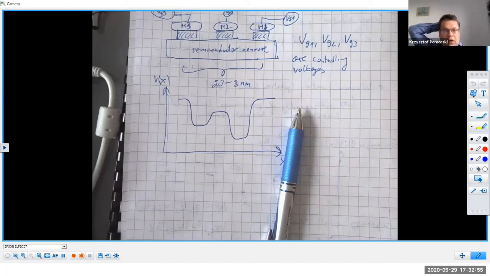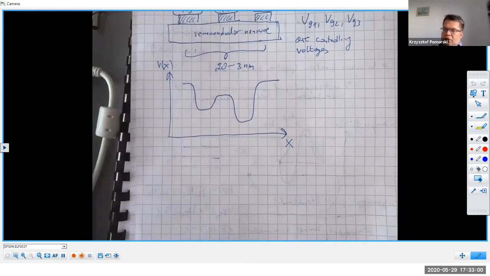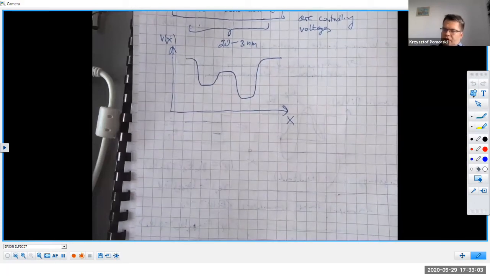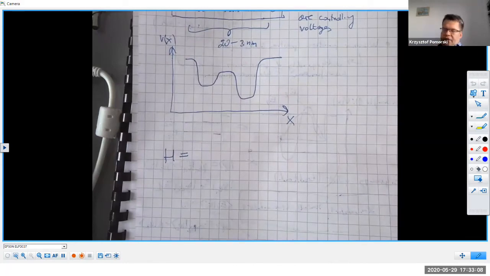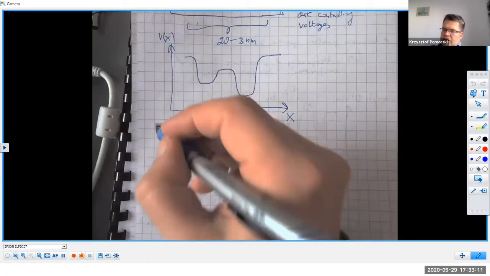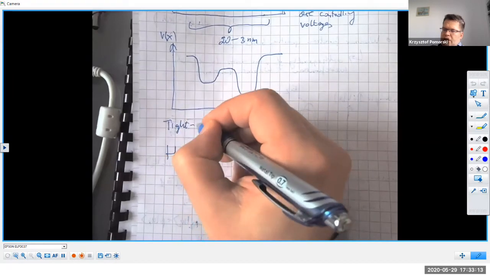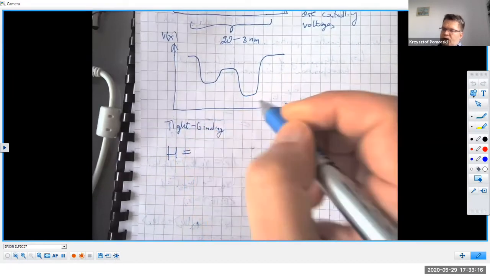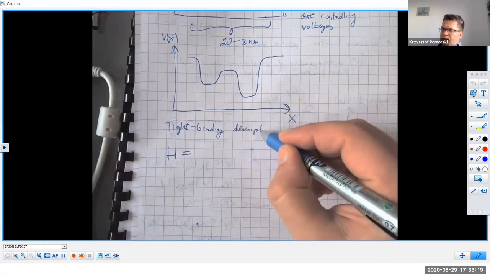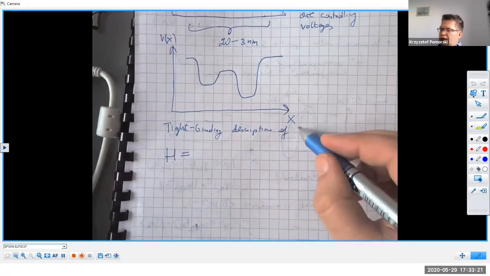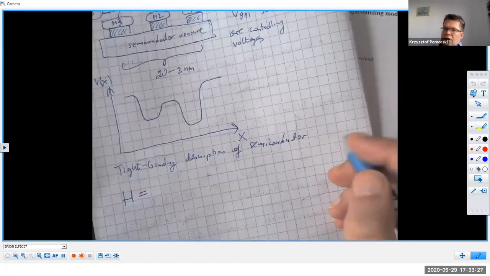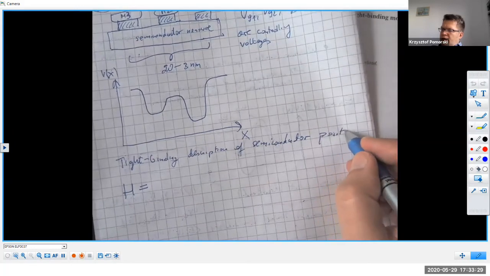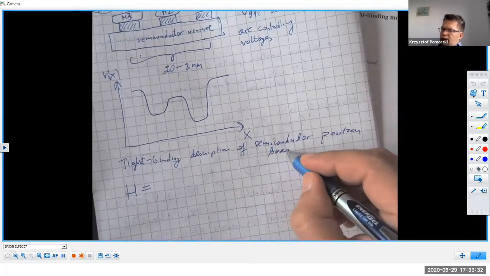All right. So what will be the system description? The system Hamiltonian, well, this will be a tight-binding description of semiconductor position-based qubits. Position-based qubits.